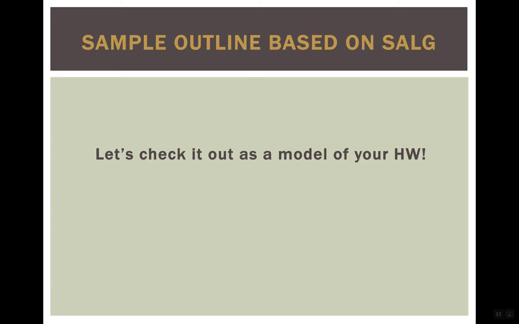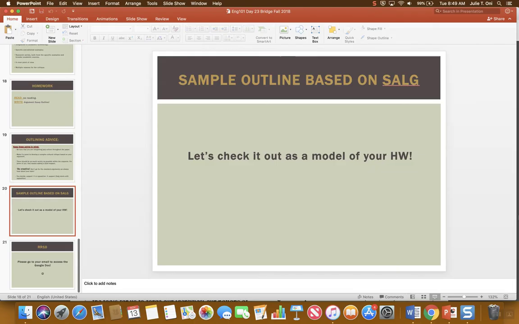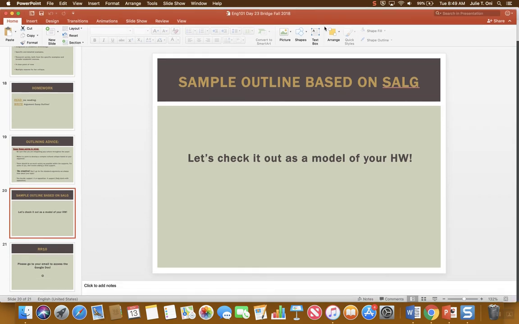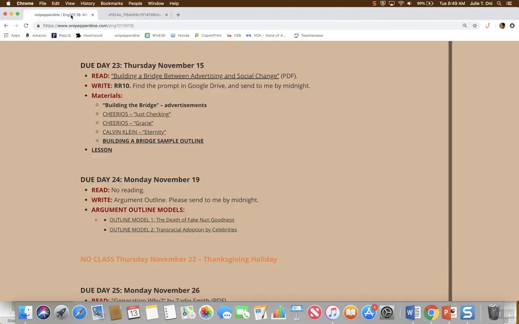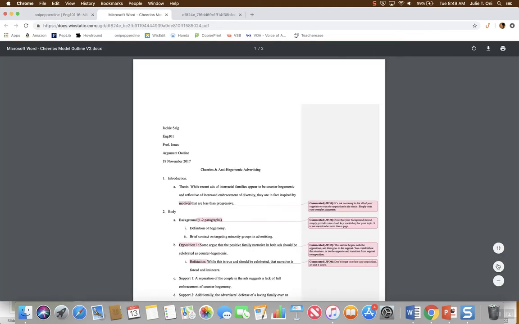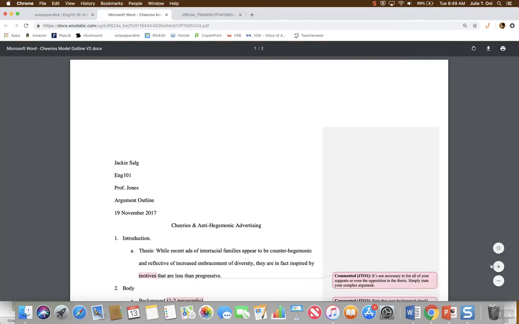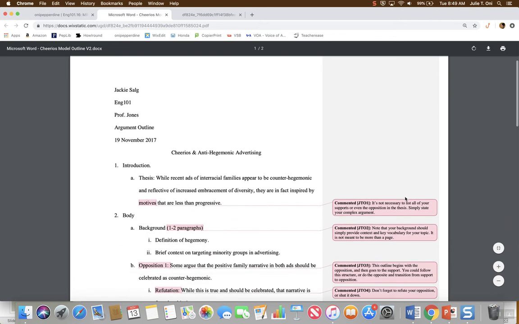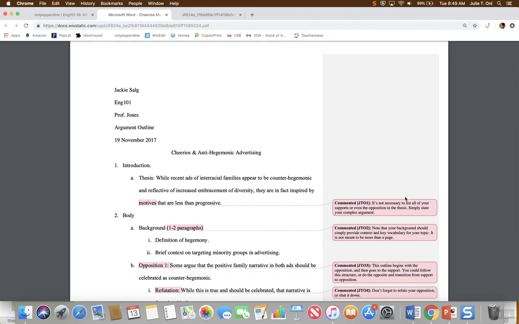So I have an example based on SOLG that's on the website. I'm going to open that up now to show you guys, and you can check it out later as you're working on yours. There's also a couple more student models under the next class, but for now, right under the videos from today, we have the sample outline. And as you can see here, I have my standard notes that are kind of breaking it down. So this is just kind of going backwards.